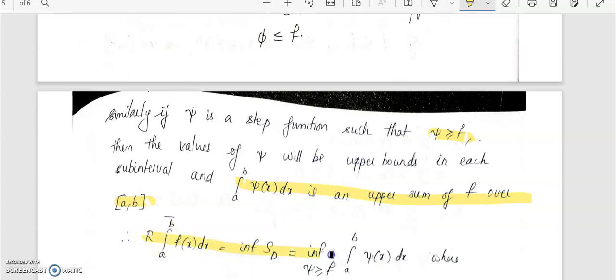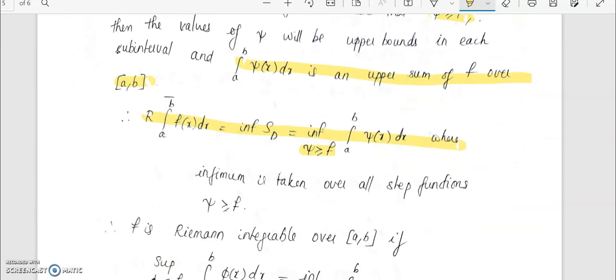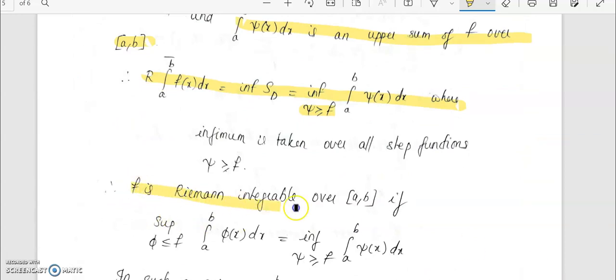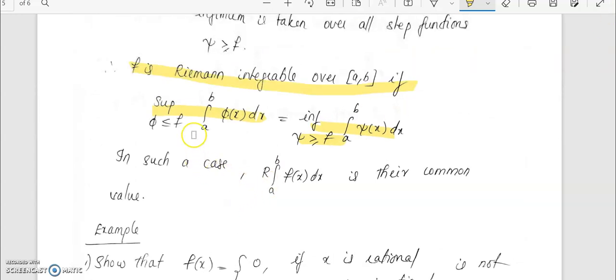Now the infimum of the upper sums will be the upper Riemann integral. So the upper Riemann integral will be the infimum over psi greater than or equal to f of integral a to b psi of x dx. So we will get the function to be Riemann integrable provided the supremum over phi less than or equal to f, the lower Riemann integral, and this upper Riemann integral are equal. So provided these two are equal, we say that the function is Riemann integrable. So this is the version of Riemann integrability in terms of the step functions phi and psi. That is the second version of Riemann integral.